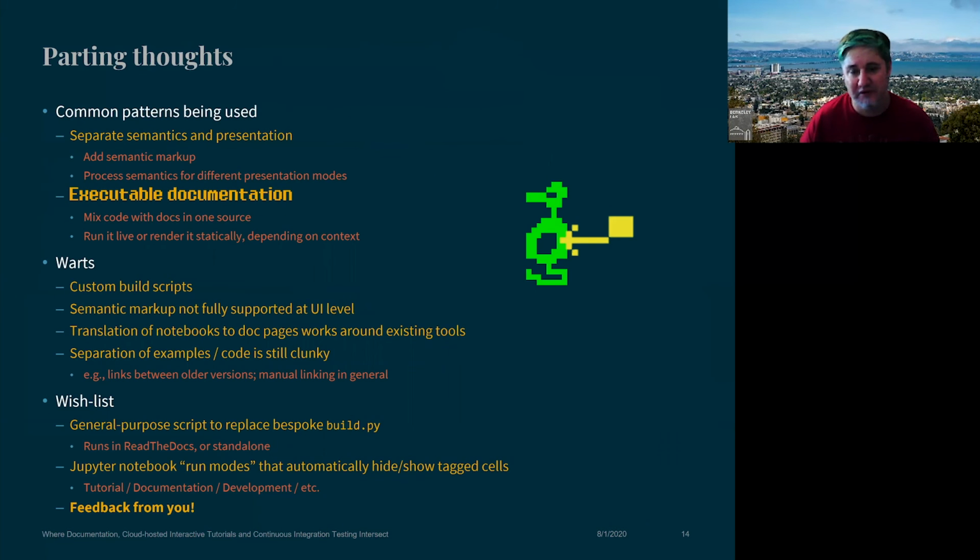So some parting thoughts, sort of stepping back and looking at it from a little bit higher above the trees. There are some common patterns here. Separating semantics and presentation, in particular the Jupyter Notebook tags, gives us the power to render the same thing in different modes. We're also using the pattern of executable documentation. We're mixing code and docs in a single source and then allowing it to be used either as something that's static or something that you can run live depending on your context.